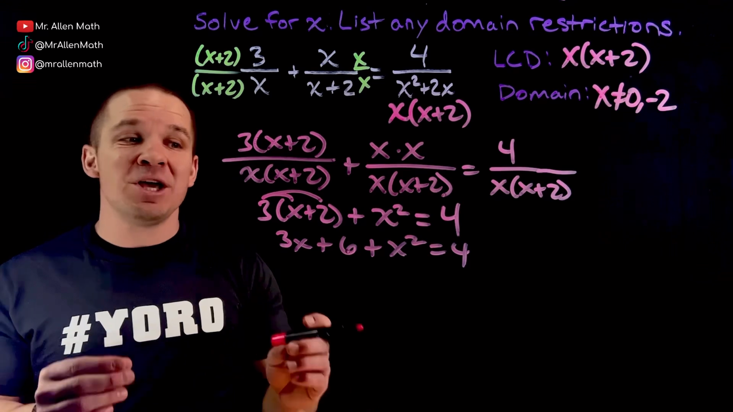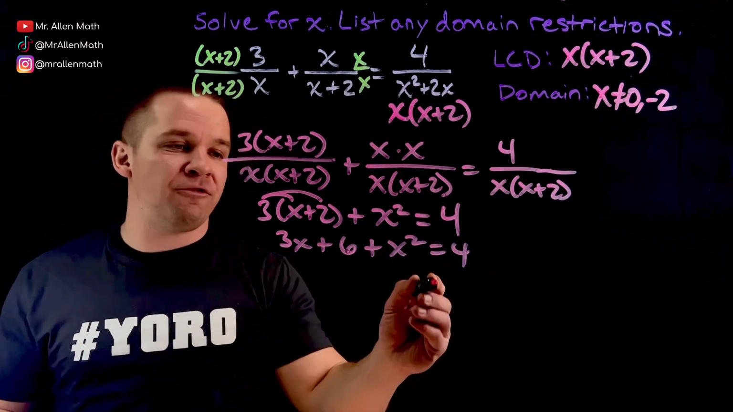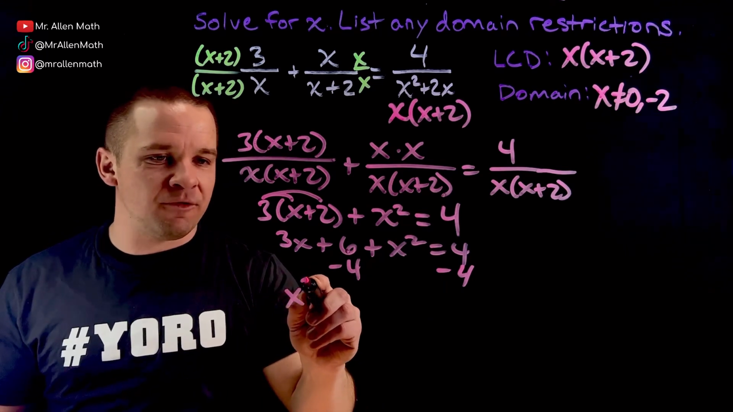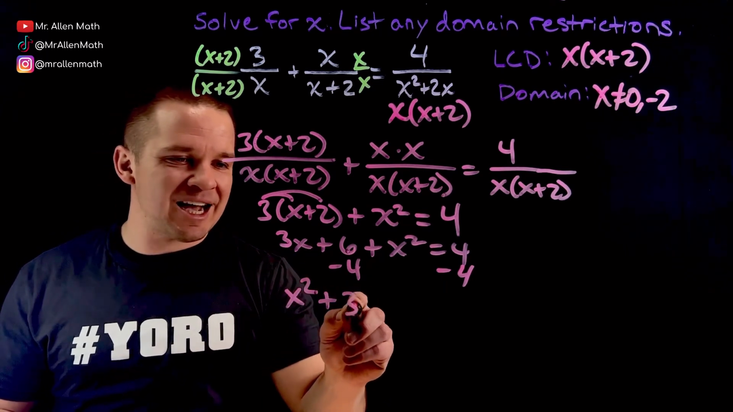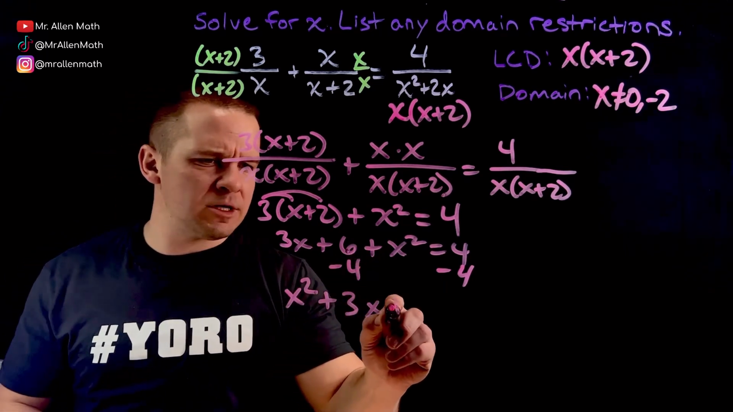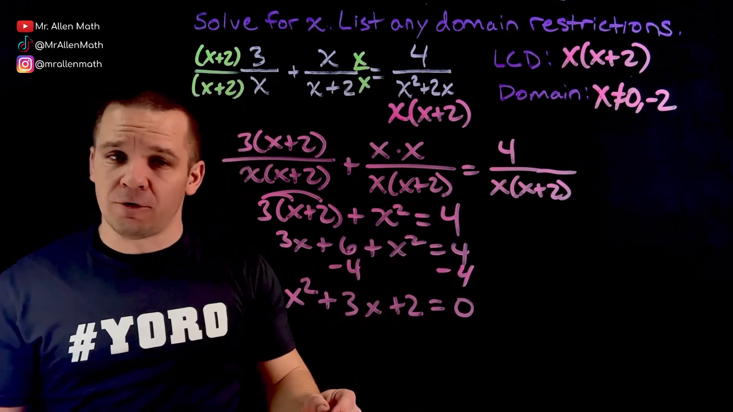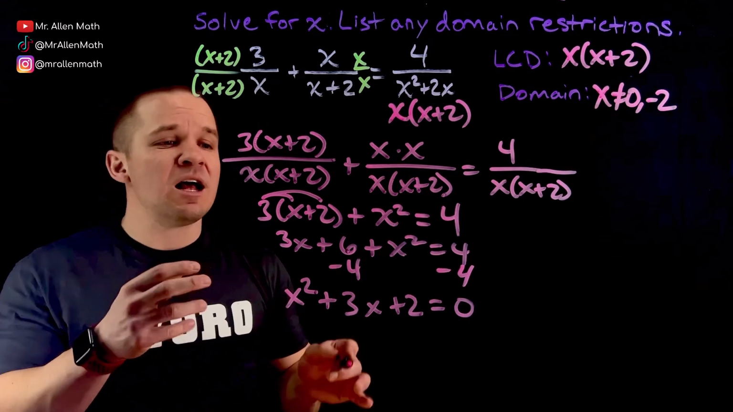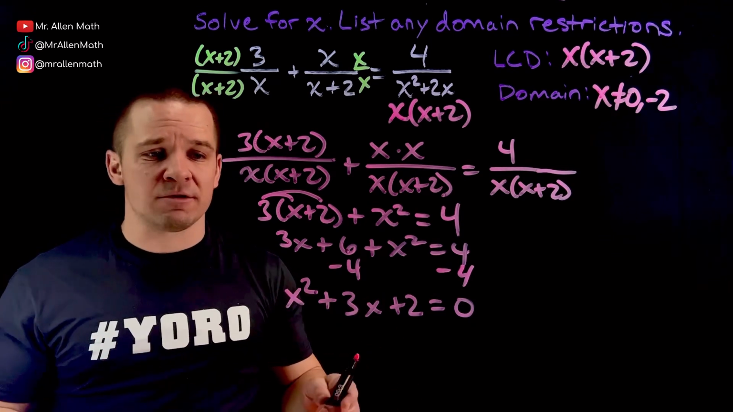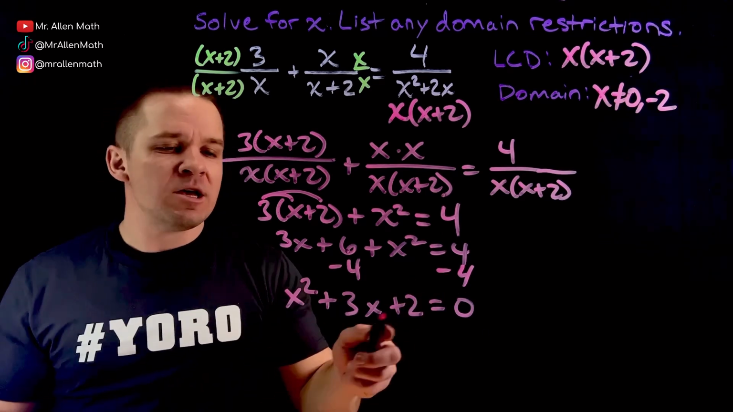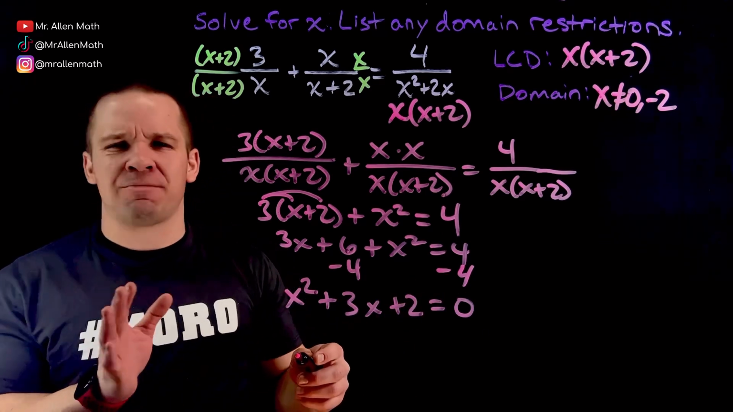All right, we got to set them equal to 0. So I'm going to subtract 4 on both sides, and I'm going to rearrange this thing. X squared is going to be first, the 3x is going to be second, and then 6 minus 4 is positive 2, and that all equals 0. Now I can factor this. This is called standard form or descending order or general form. Different names on the mathematical streets.